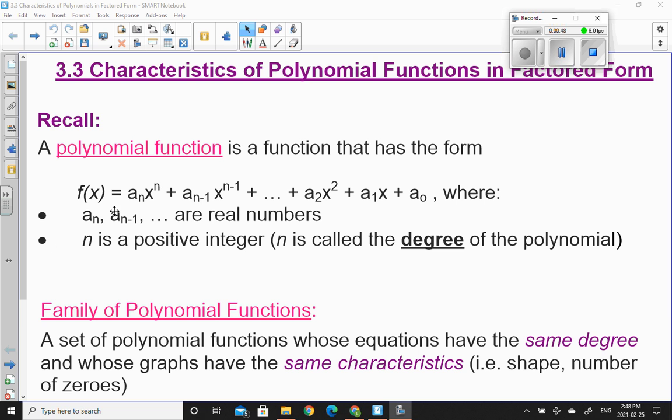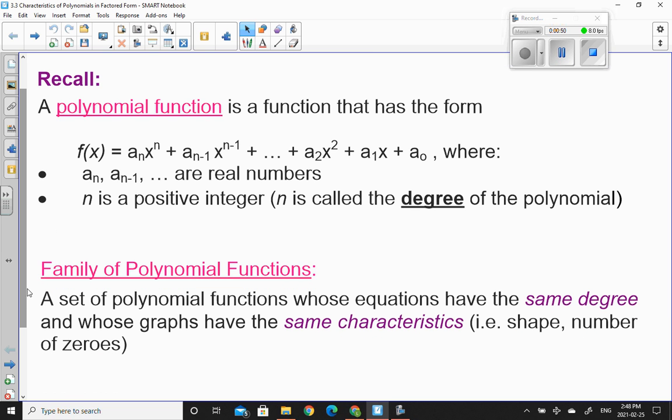We know these things. We're also going to look at a family of polynomial functions. What does that mean? Well, a family of polynomial functions is a set of polynomial functions whose equations have the same degree and whose graphs have the same characteristics in that they have the same shape, the same number of zeros, and so on. So we're going to try to find characteristics that help us to identify right away which family a polynomial function belongs to.